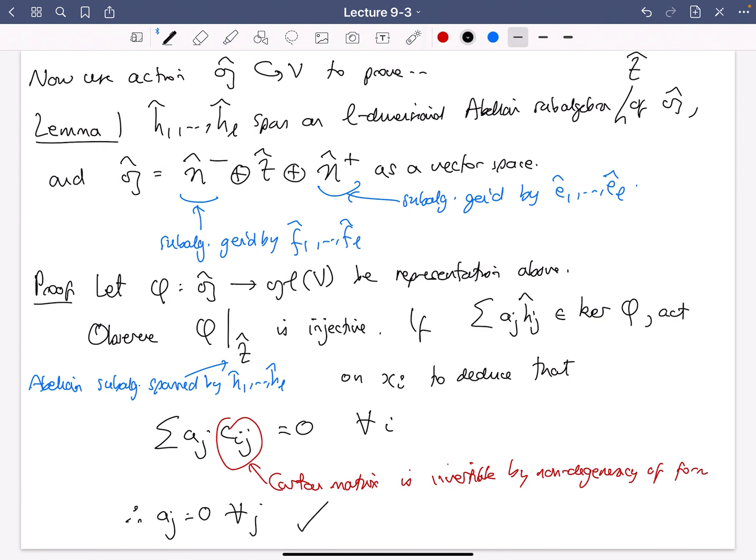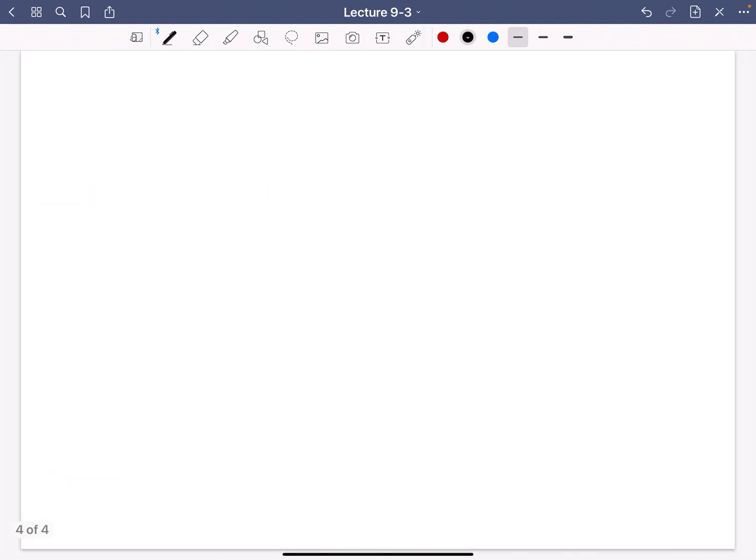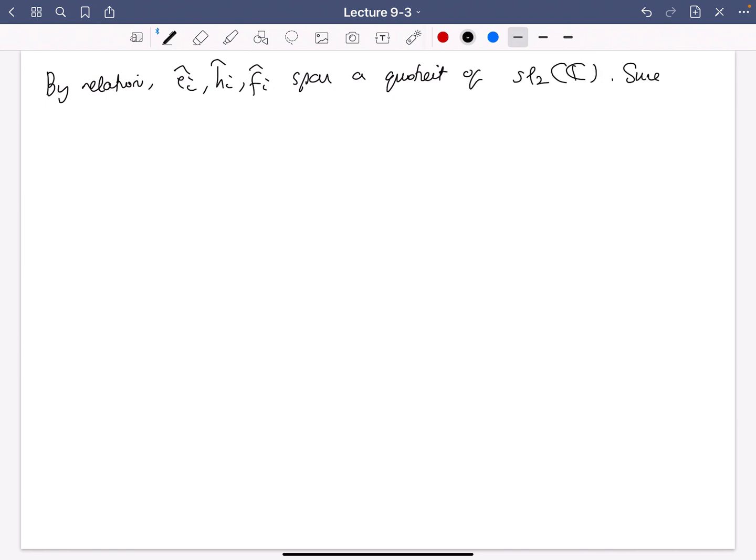Okay, so we've proved the first part. Now, by the relations, Ei hat, Hi hat, and Fi hat span a quotient of the Lie algebra SL2 of C. Since Hi hat is not 0 by what we've just done, it's not the 0 quotient, but SL2 of C is a simple Lie algebra.